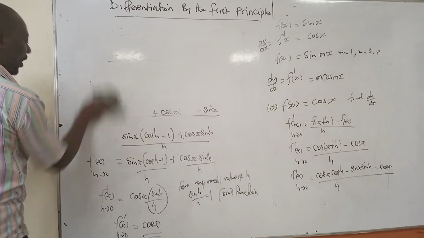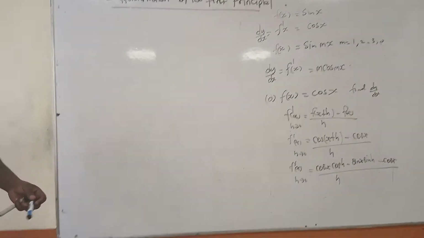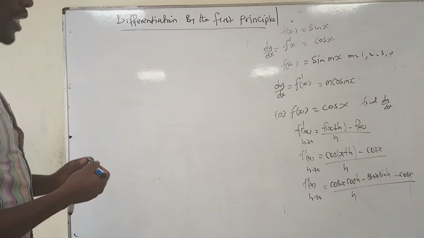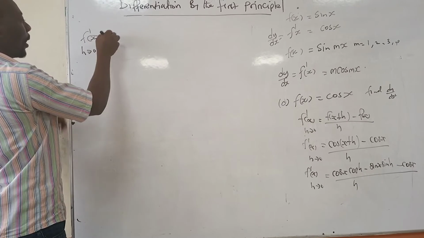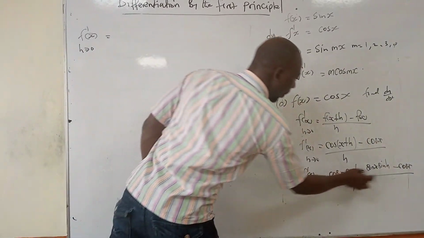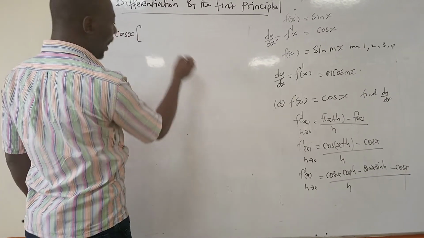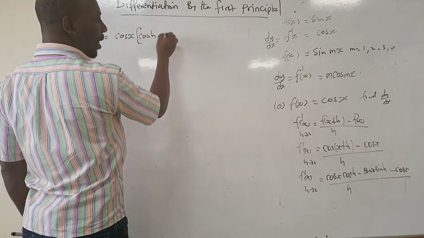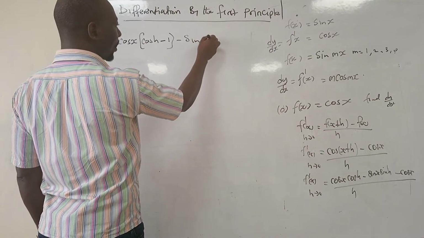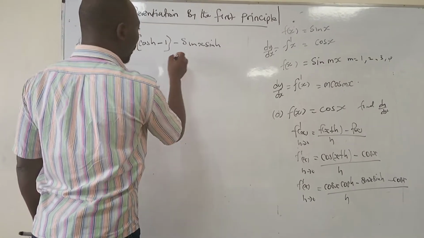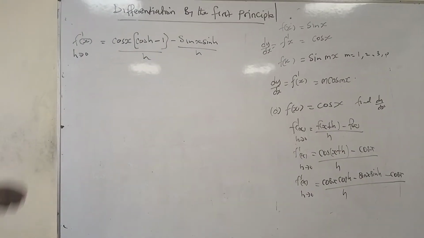We can expand it in this format by collecting terms with cosine of x. So if you collect terms with cosine of x in that format, you shall get that. We factor this one and the other one. We have cosine of x common into cosine of h minus 1, then minus sine of x sine of h, this one divided by h, this one divided by h in that format.